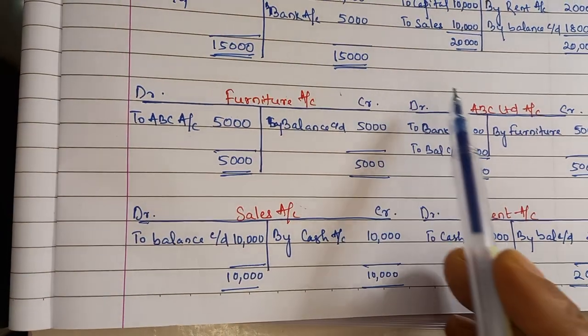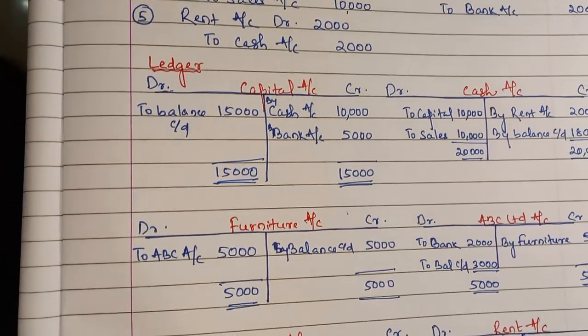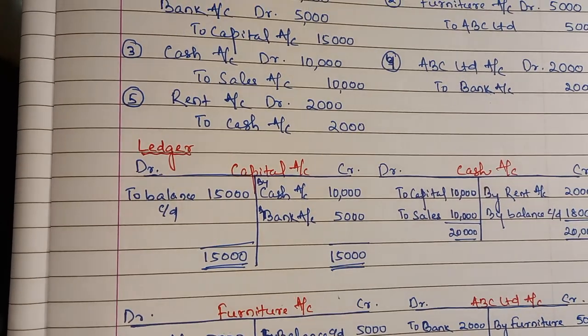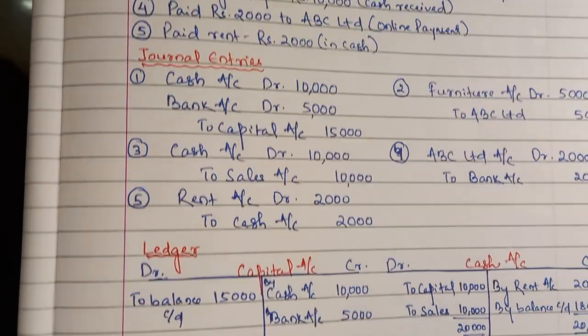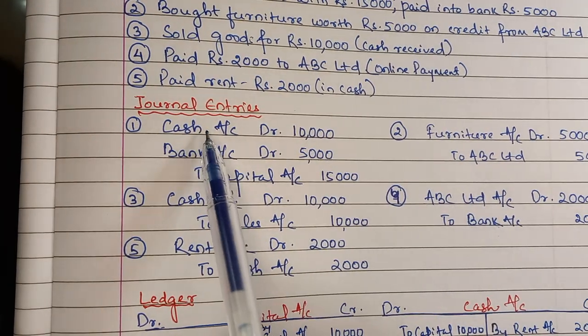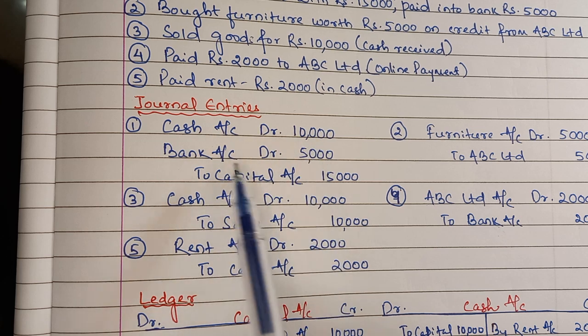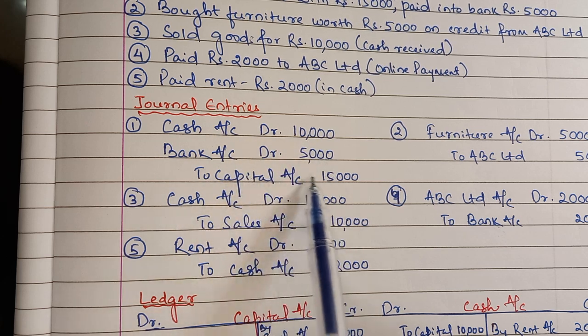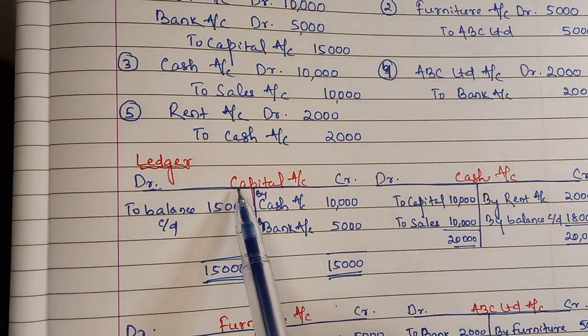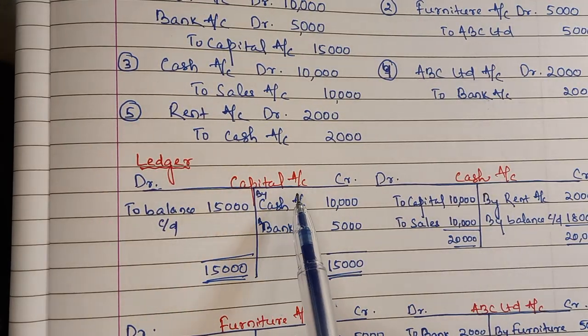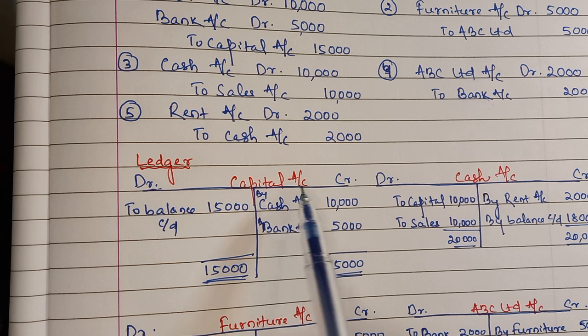So these are the 6 ledgers which are created in the books of the business so that the transactions can be captured in the correct groups. Let's start with the first example. The first journal entry was cash account debited 10,000, bank account debited 5,000 to capital 15,000 rupees. So when I prepare the capital account, the technique you should keep in mind, I repeat, the technique you should keep in mind here.